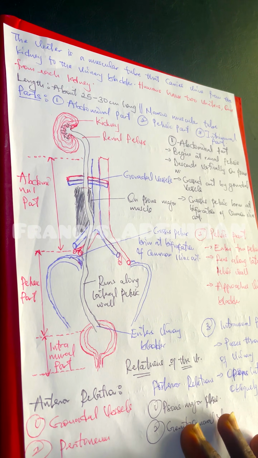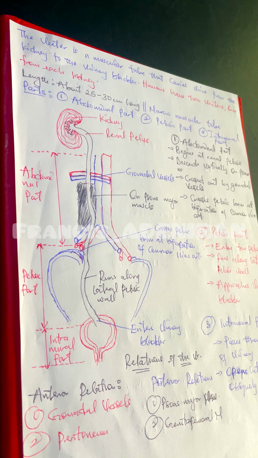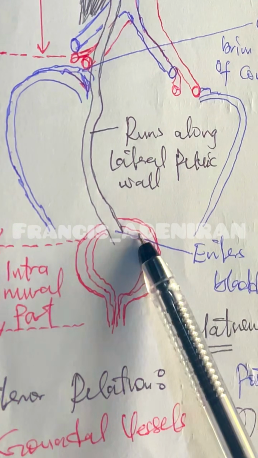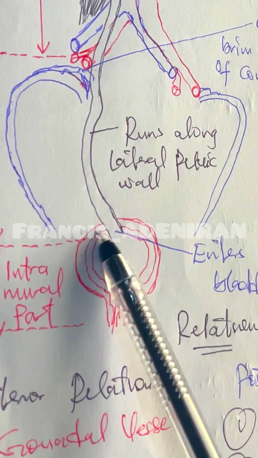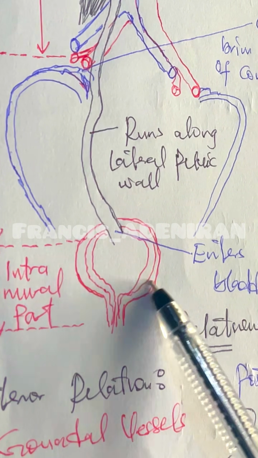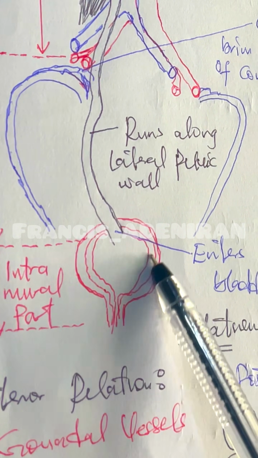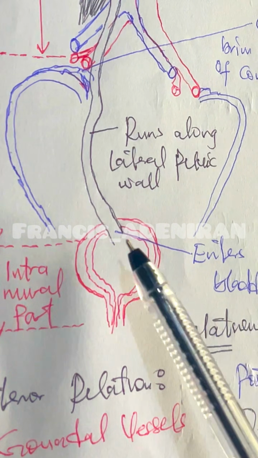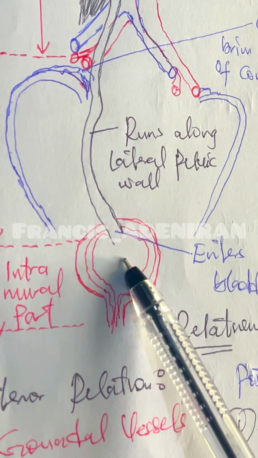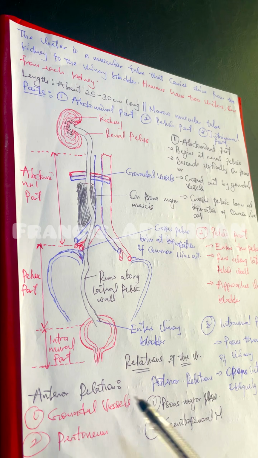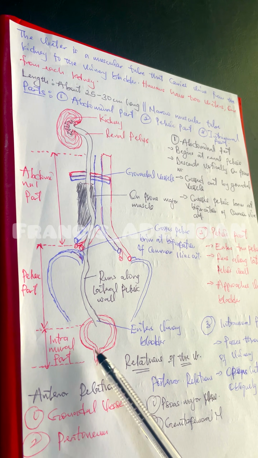So let's discuss the last part of the ureter, which is the intramural part. In the intramural part, it passes through the wall of the urinary bladder. The structure labeled red is the urinary bladder. It passes through the wall of the urinary bladder and opens into the bladder obliquely.